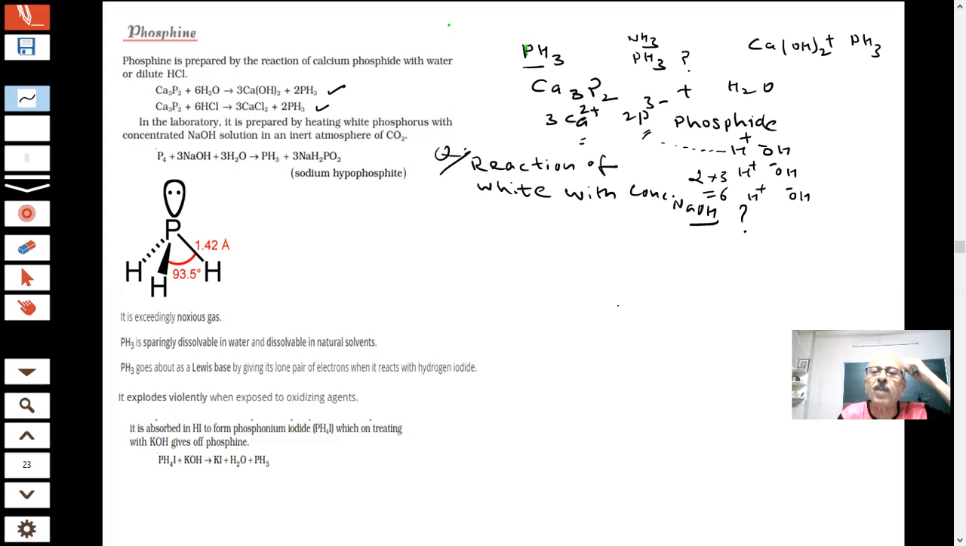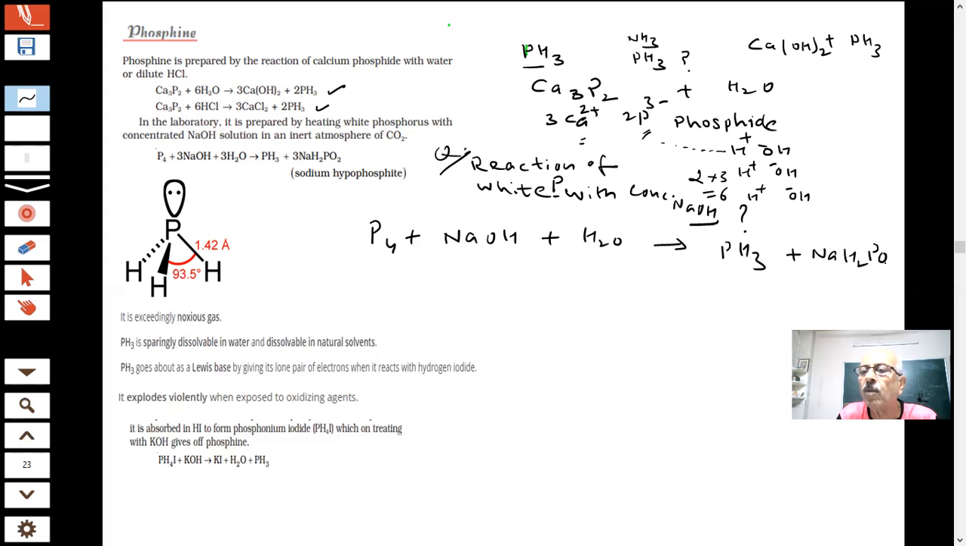What happens in the reaction of white phosphorus? White phosphorus reacts with concentrated NaOH, students. You are saying P4, NaOH and water is also there. You are getting PH3 and NaH2PO2. Now balance it. You balance it, then what will happen?